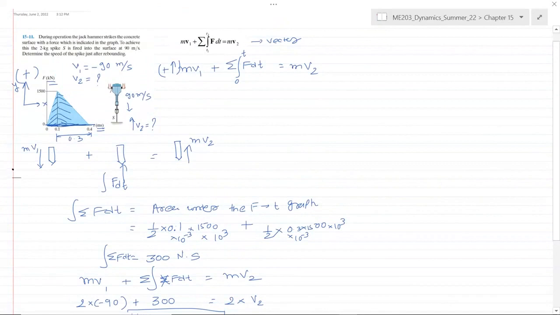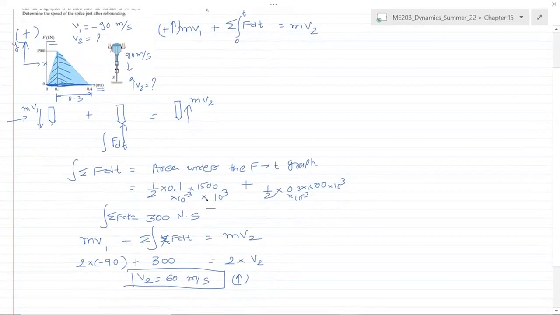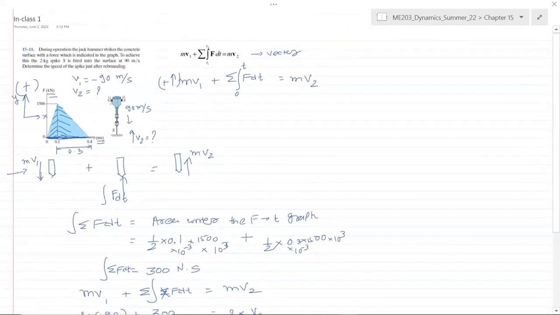So the steps are: define the coordinate system, draw the impulse-momentum diagram, calculate the linear impulse using the area under the graph of force and time, and then substitute that in the linear impulse and momentum equation and calculate the final velocity.